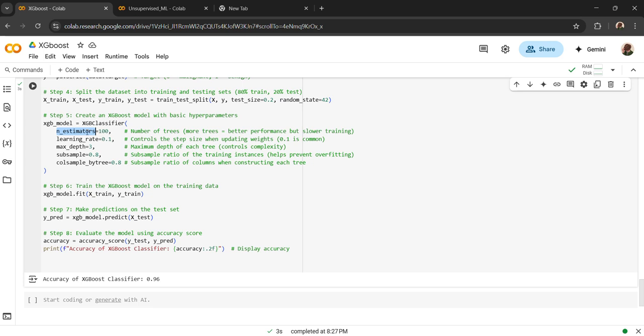Learning rate, I mentioned, right? Learning rate is really important. It can be between 0 to 1. I considered first as 0.1. Then depth. Each decision tree, how many levels does it want?